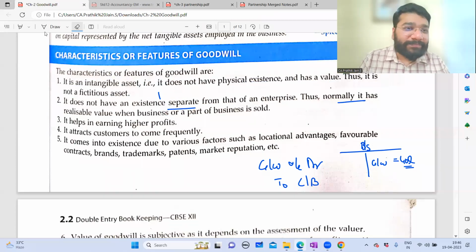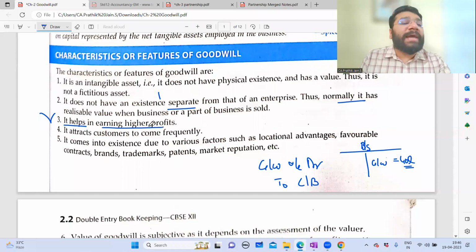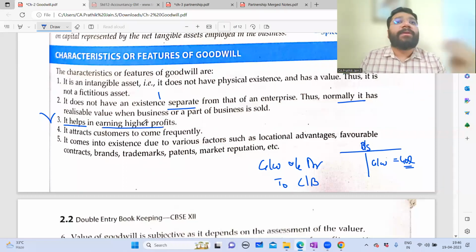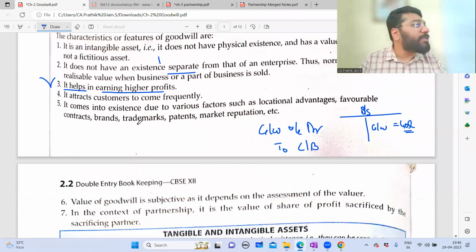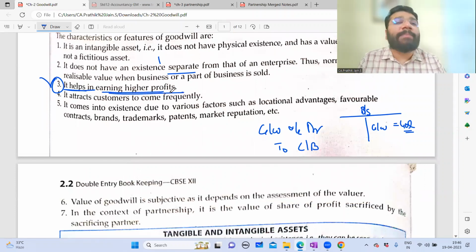Wait. Now, third point: goodwill will help you earn higher profits. This point we have discussed. Guys, no disturbing, I'll get annoyed. I'm telling you, I'll give you a break. I want to complete these 7 points because the flow will be broken. Please cooperate. Goodwill will help you earn higher profits.